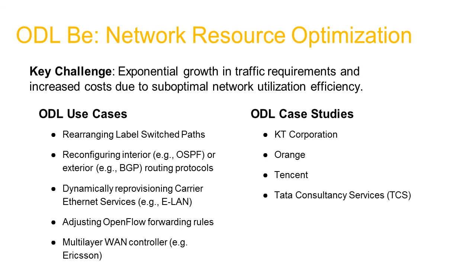When it comes to network resource optimization, I think we talked about what Tencent is doing. There are many other people doing this, using it to do anything from multi-layer WAN optimization, so joint optical and electrical pathing, to remarking, to reconfiguring existing paths in specific cases, to providing carrier LAN services.